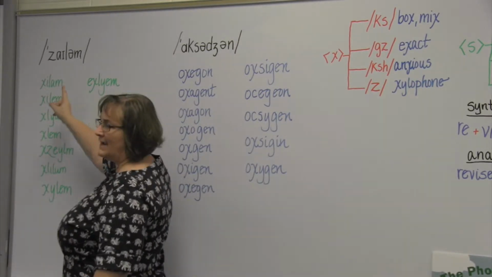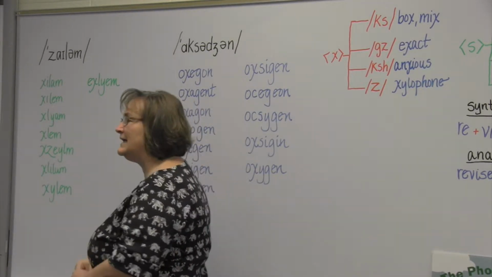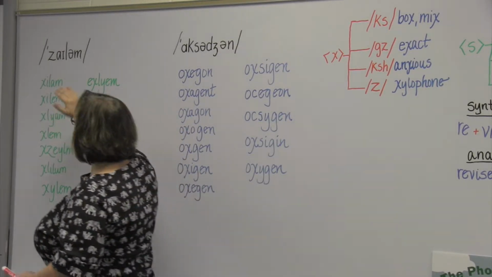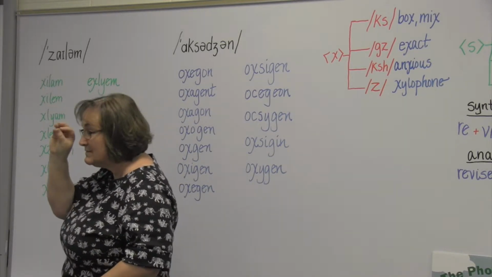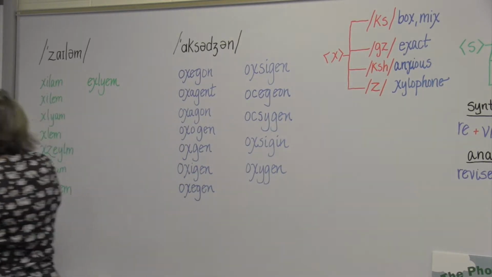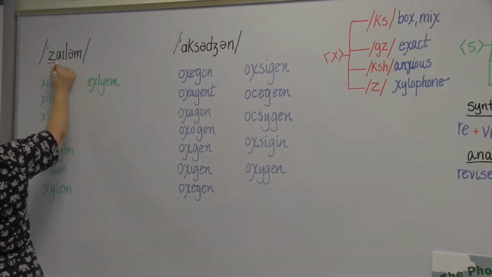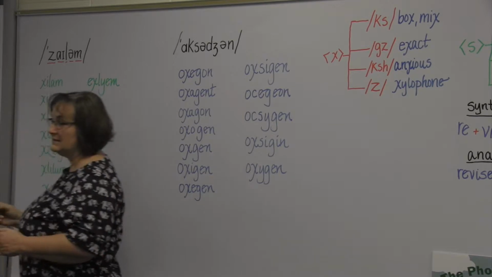If we look at the IPA, I would like to point out each phoneme, each one of these symbols represents a specific phone or a specific pronunciation. So here's the first one, here's the second one, here's the third one, here's the fourth one, here's the fifth one.